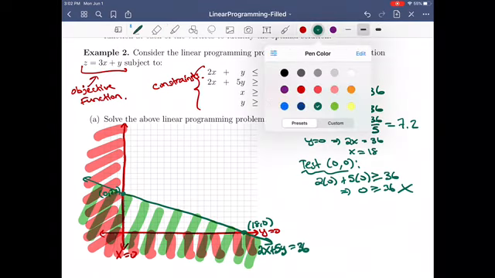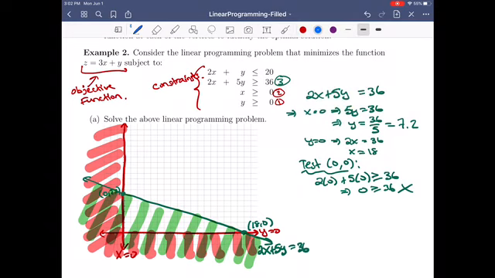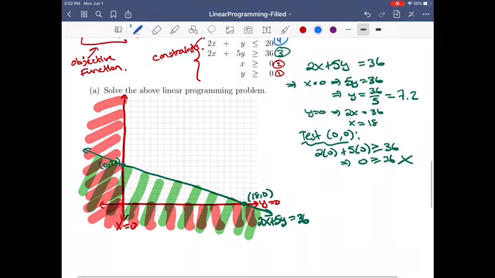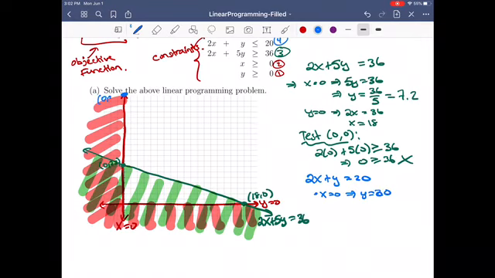Now I guess we'll use blue for the last one. So it's 2x plus y equals 20. So x equals 0 means that y is 20, which I think is right up here. When y is 0, we have 2x is equal to 20, which means x is 10, which I think is right here. So we connect these, a line like this, sort of. So that's 2x plus y equals 20.